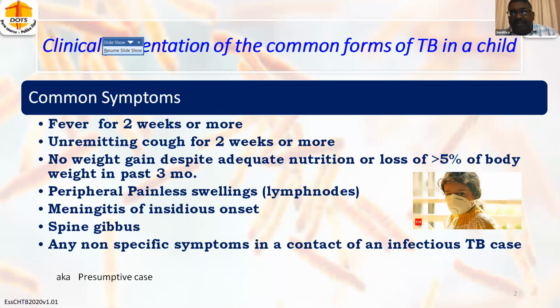these are the symptoms that we should be aware of and seek from the patient. That is fever for 2 weeks or more, unremitting cough for 2 weeks or more, no weight gain despite adequate nutrition, or loss of more than 5% of weight in the past 3 months. Then for extrapulmonary TB, peripheral painless swellings or lymph nodes, meningitis of insidious onset with clinical features like fever, headache, seizures, then spinal deformities like gibbus, and any non-specific symptoms in a contact of an infectious TB case. Let us see one by one.